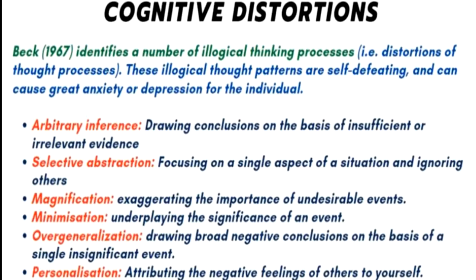Now we are moving towards cognitive distortions. So just take a quick look at cognitive distortions. What are cognitive distortions? Beck gave some types of cognitive distortions. What is arbitrary inference? We draw conclusions on the basis of insufficient and irrelevant evidence. Selective abstraction: we focus on a single event and ignore the others. Magnification and minimization is related to selective abstraction, as we magnify some undesirable events and minimize the significant event.